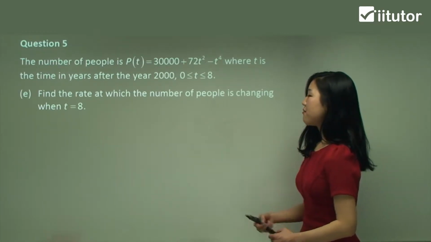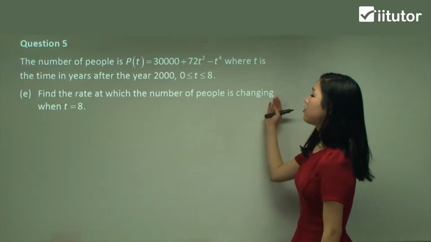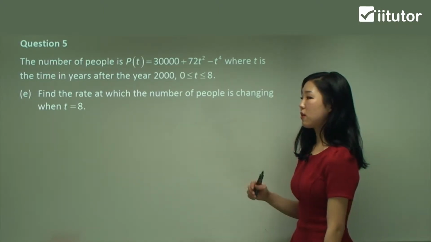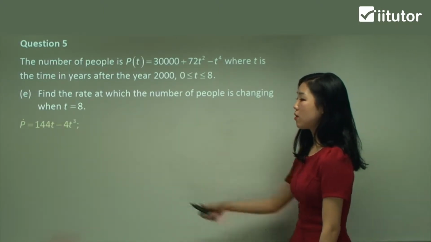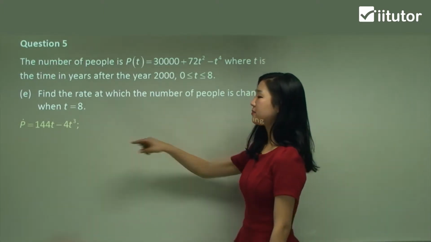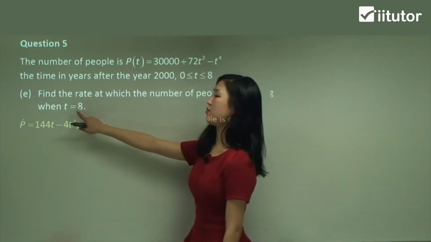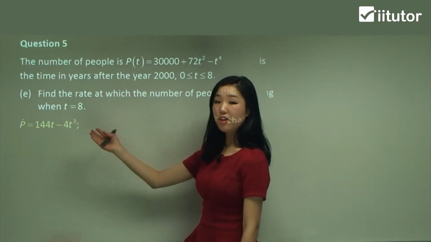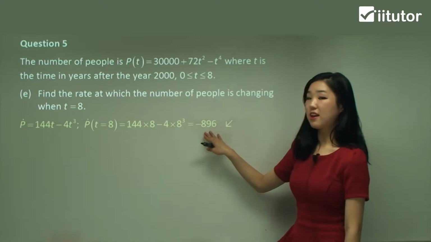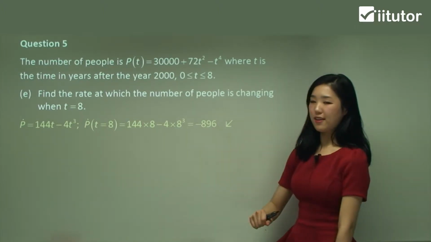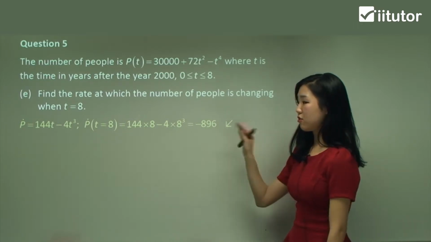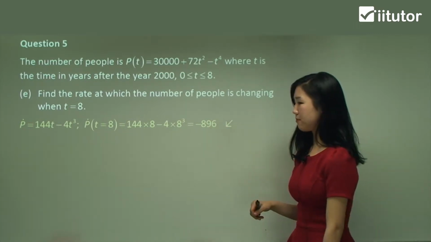Now E, find the rate at which the number of people is changing when T equals 8. Very similar question to the previous, so I'll do the same thing. We know that's the P dot we got in the previous part. This time I want the rate of change when T equals 8. So just sub in 8 into T, just like that, and you should get negative 896. That's the answer, just double check for me.